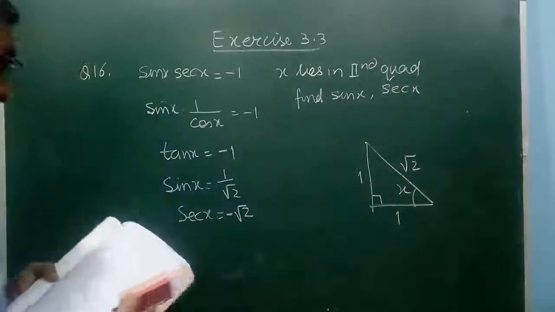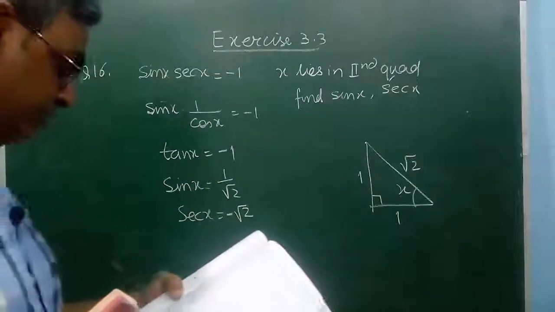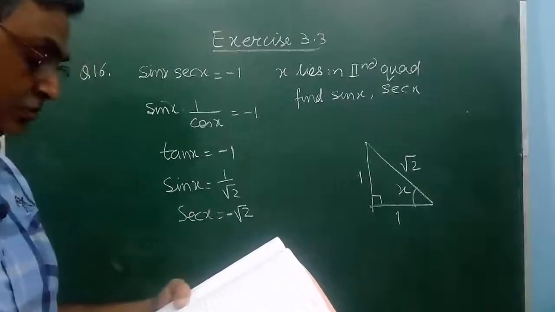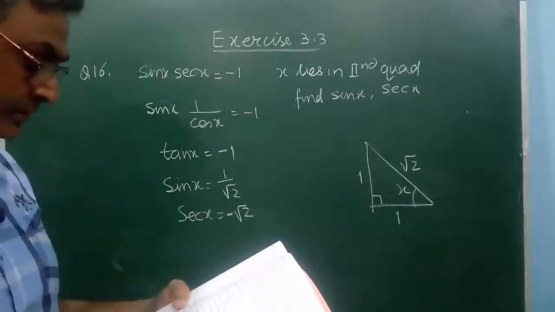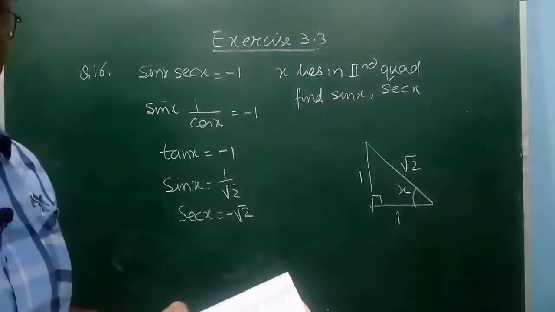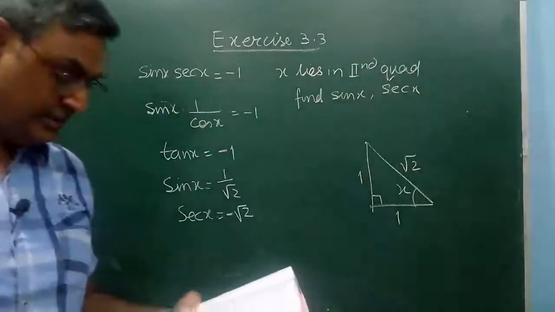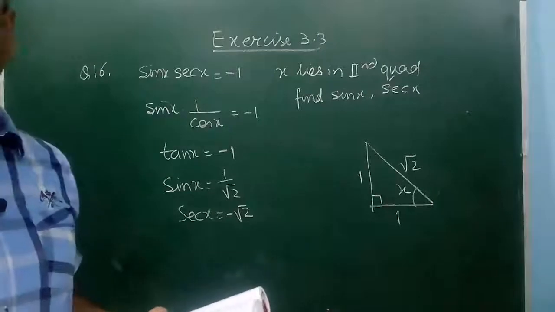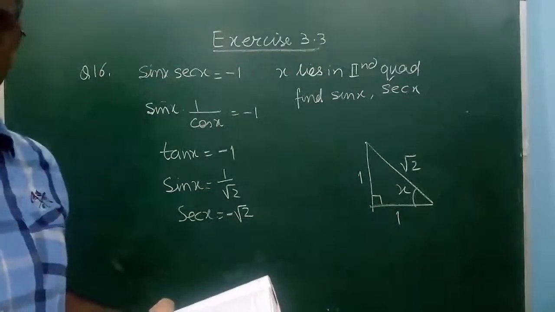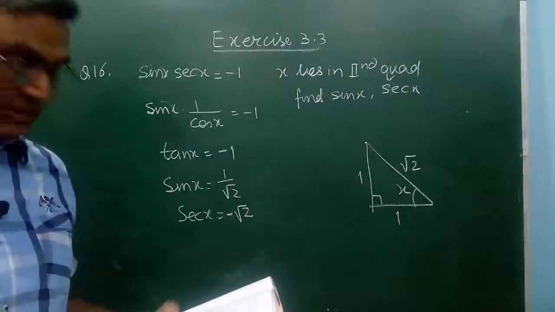So the 17th one is also like this only. Children, you can do it. Sin x is to cos x is to root 3 by 1, which means tan x equals root 3. You can find the angle. Root 3 means tan 60 degrees. Find sin x and cos x. Sin 60 is root 3 by 2, cos is 1 by 2.